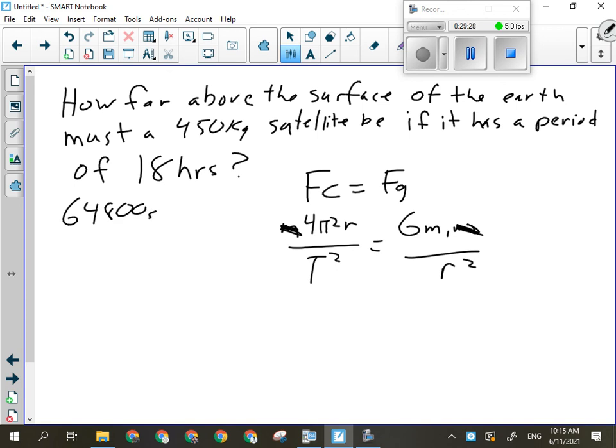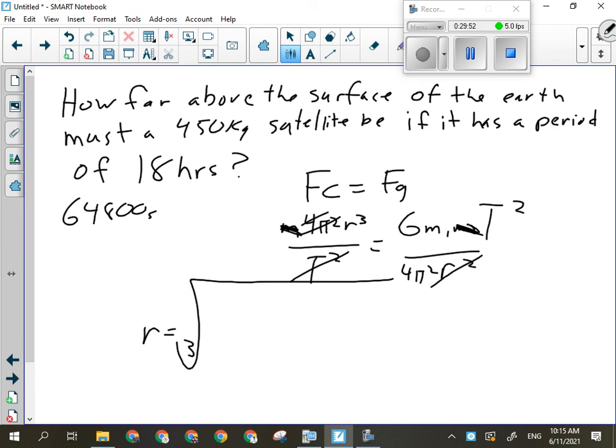I'm going to manipulate now for R. So I'm going to bring this R squared up over to this side so it's on the top and I can solve for it. I'm going to bring T up over here and then 4 pi squared down. So my final manipulation: T squared ends up here, this becomes R cubed, and 4 pi squared ends up down there on the bottom. So R is going to equal the cube root.